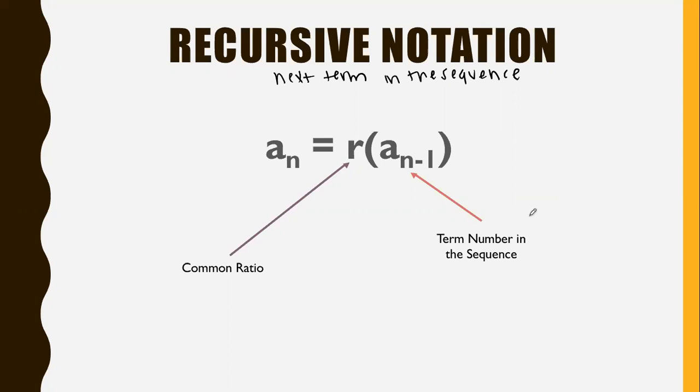And the formula is A_n equals r times A_(n-1). That looks complicated, but all it's telling you is that whatever term you're finding, you would multiply the common ratio times the term before it.